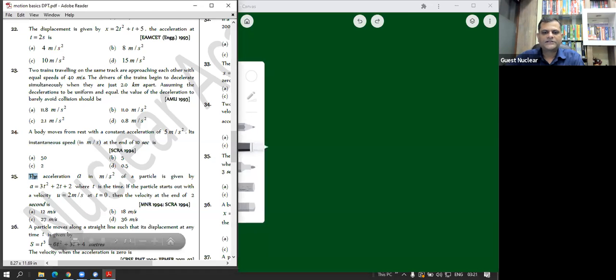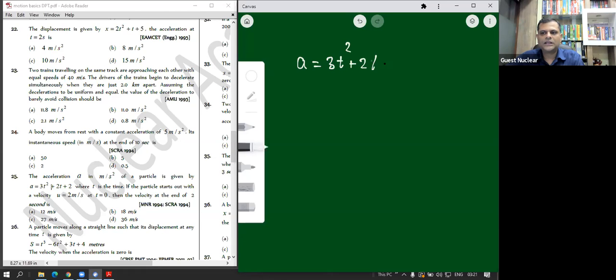25th one. The acceleration a in meter per second square of the particle is given by a is equal to, yes, this is again one of the important questions. See here, the acceleration of the body is given to be 3t square plus 2t plus 2. Okay, acceleration is given here, and t is the time. If the particle starts out with the velocity u equal to 2 meter per second at the time t equal to 0, so initial velocity कितना है particle का 2 meter per second है, ठीक है.